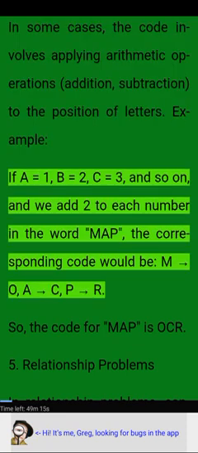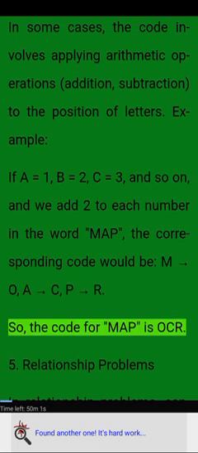Example: If A equals 1, B equals 2, C equals 3, and so on, and we add 2 to each number in the word MAP, the corresponding code would be M → O, A → C, P → R. So, the code for MAP is OCR.